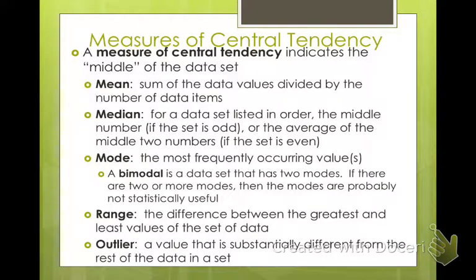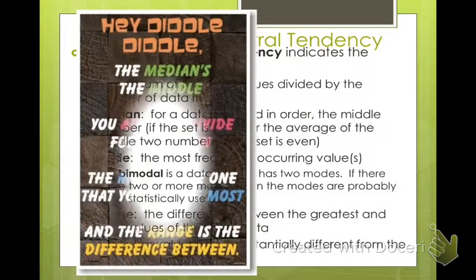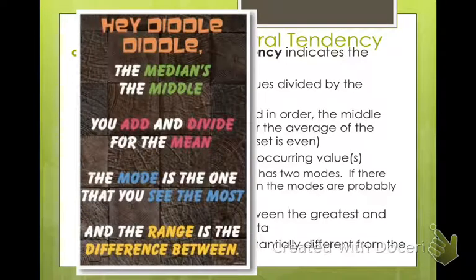Otherwise, I have this poem here. I'll come back to outlier in a second. Hey diddle diddle, the median's the middle. You add and divide for the mean. The mode is the one that you see the most, and the range is the difference between. So that might help you remember which one is which. I can teach you some tricks in class tomorrow.